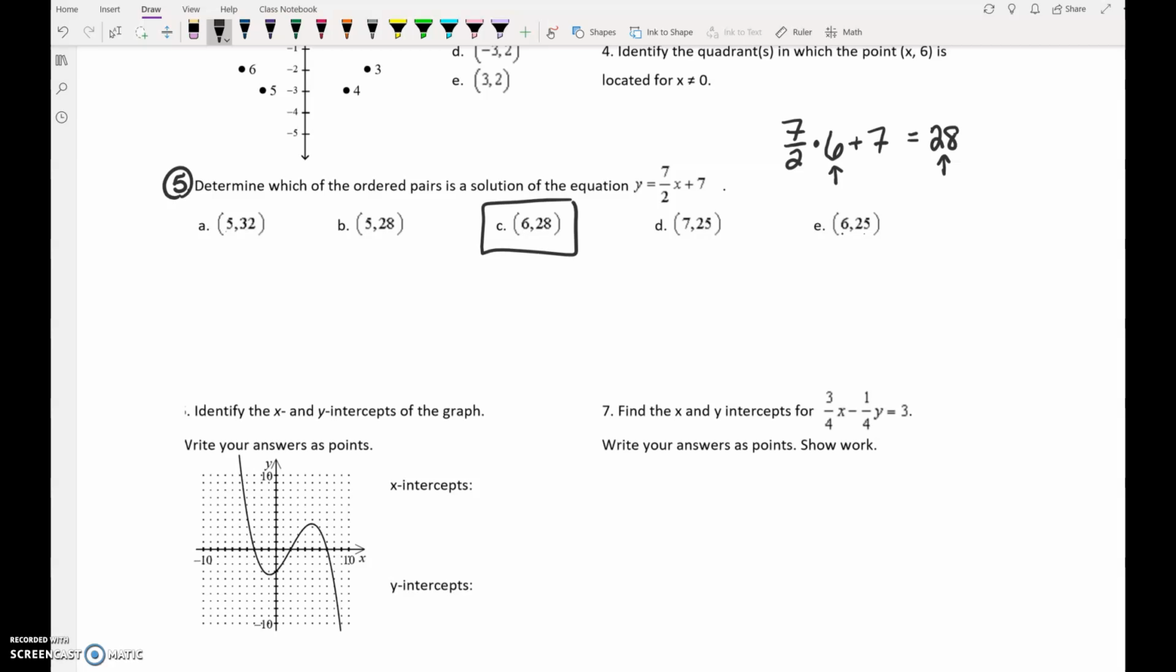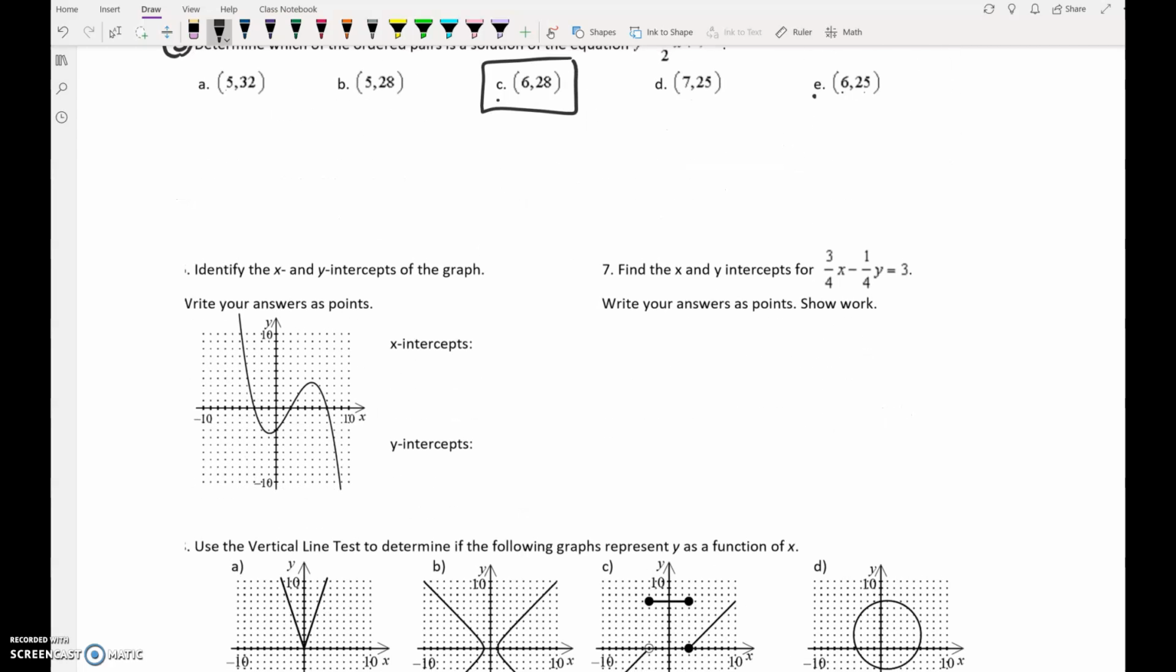I also decided to start with 6 because I knew I had to do 7 halves times 6, and if you're multiplying something by 7 halves, it's going to have to be an even number to work out correctly. If we did 7 halves, which is 3.5, 3.5 times 5 is going to give us a decimal. 3.5 times 7 is going to give us a decimal. So that's another reason why I decided to choose the x value of 6 and see if either C or E was my correct answer.